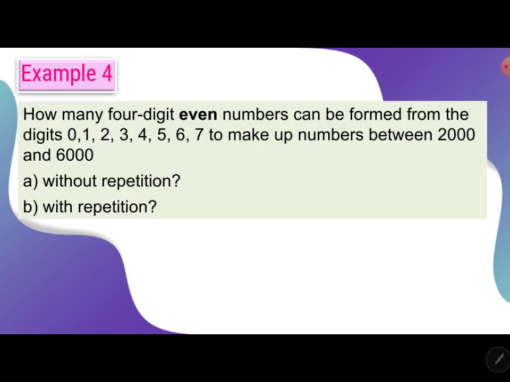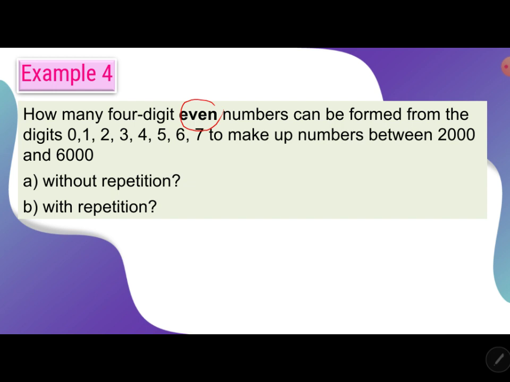Example 4. How many 4-digit even numbers can be formed from the digits 0, 1, 2, 3, 4, 5, 6, 7 to make up numbers between 2000 and 6000 for A without repetition, for B with repetition? What is meant by repetition? If we have used 2 in the first place, we cannot use 2 for the next places.